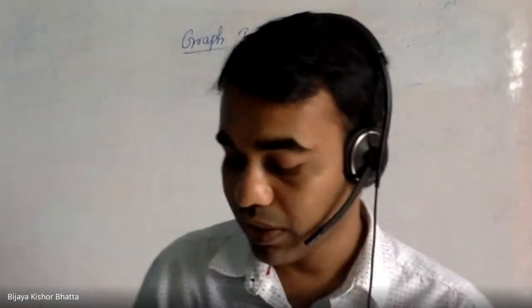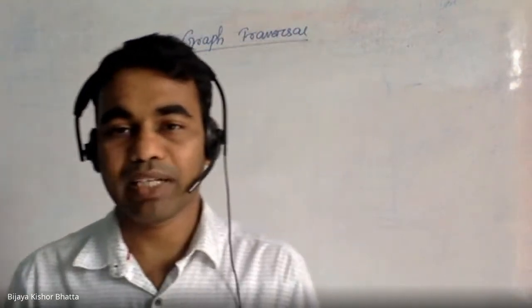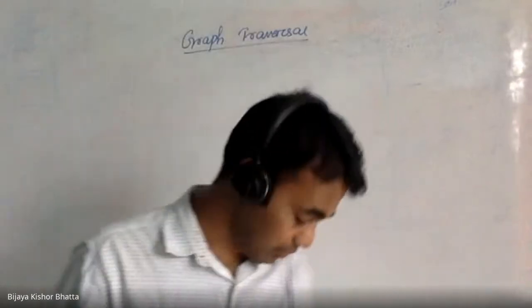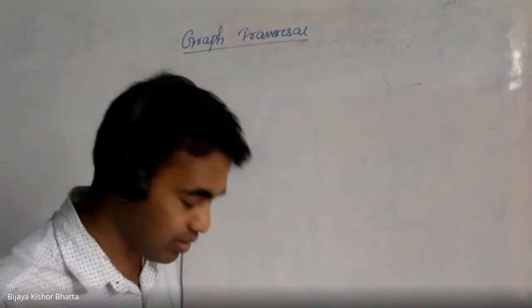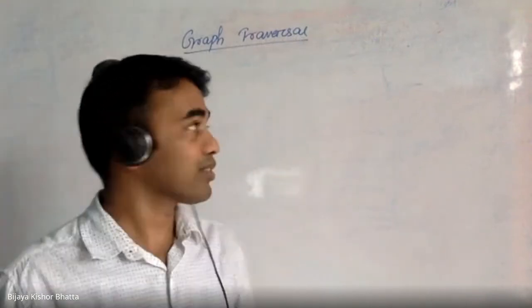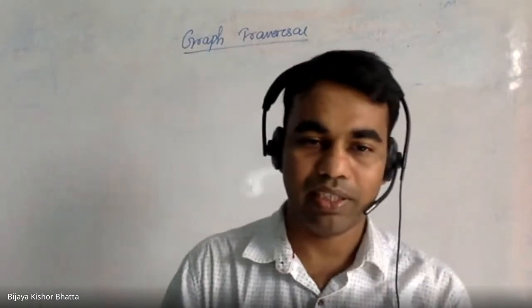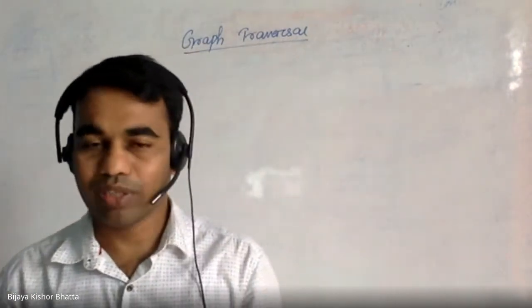Okay, so first of all, let's understand what graph traversal is. What do you mean by graph traversal? It means any graph is given. In the previous sessions we have discussed the different kinds of graphs. Now we need to understand how we can traverse the graph. That is the main agenda for today: what are the different graph traversal mechanisms? That's what we are going to discuss.